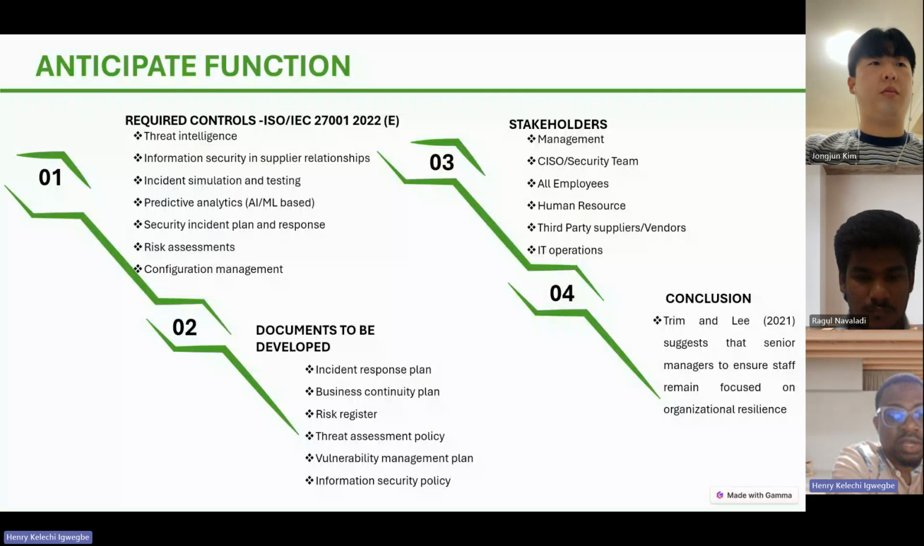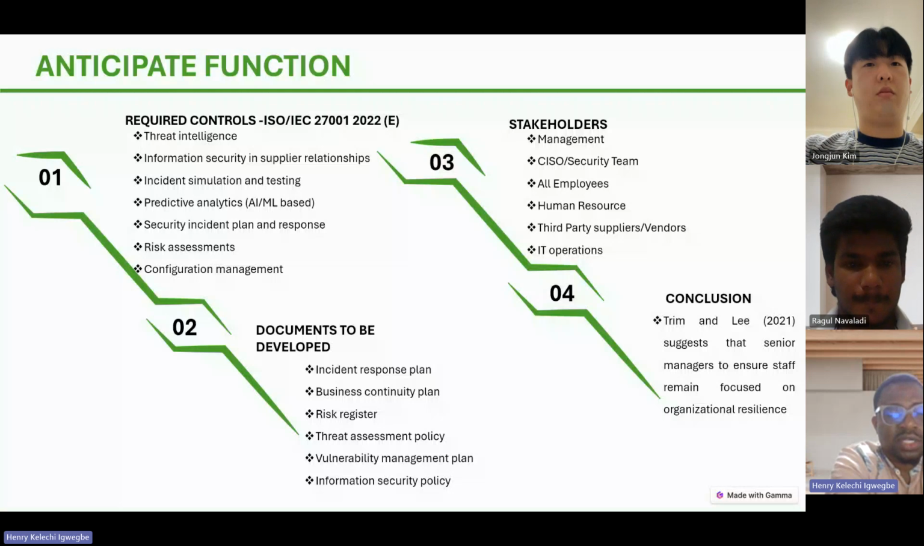Key documents to be developed at this level include the incident response plan, business continuity plan, risk register, threat assessment policy, vulnerability management plan, amongst others. We note that senior managers are to ensure that all staff remain focused on ensuring UniNet's cyber resilience. I'll be handing over to Kim, who will take us through the identify function.